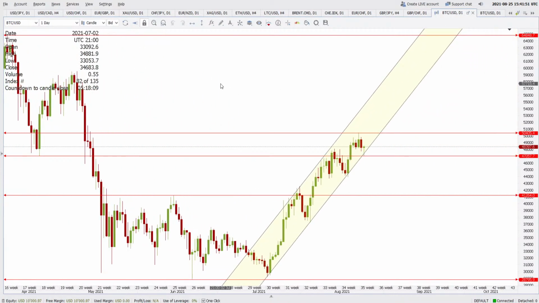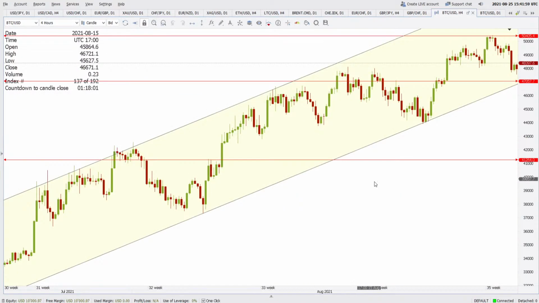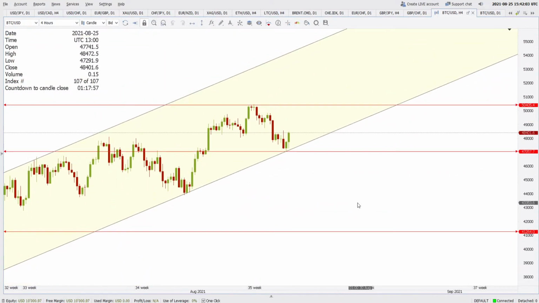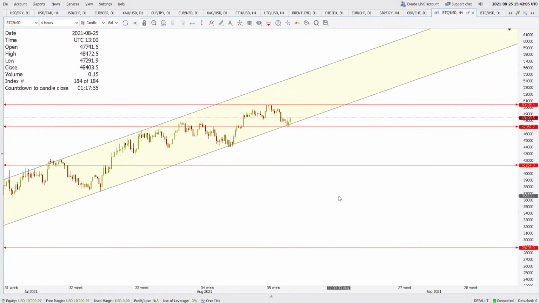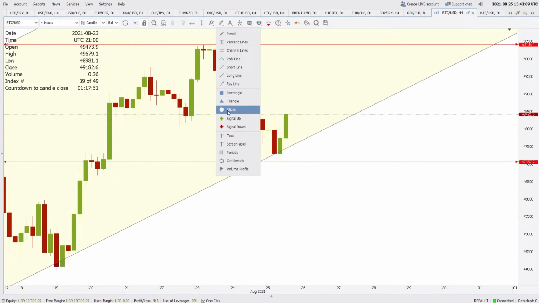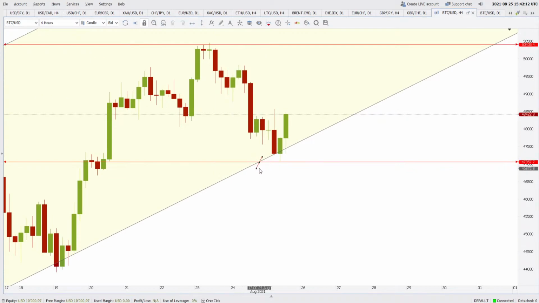And here we come to Bitcoin again. 47057 is acting as a very good support. We are seeing a bullish pin bar on the daily chart at the support region, and also see how beautifully this was a confluence of the support. Do you see this region here? This region here was the confluence of the support.